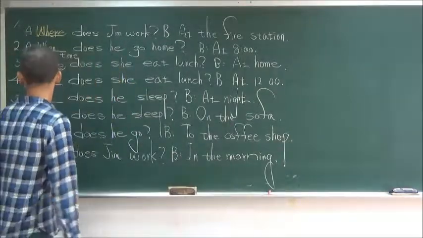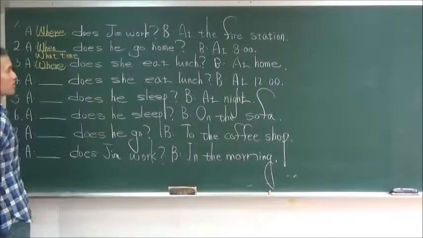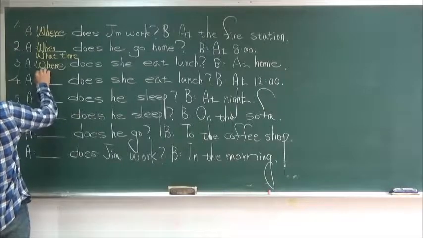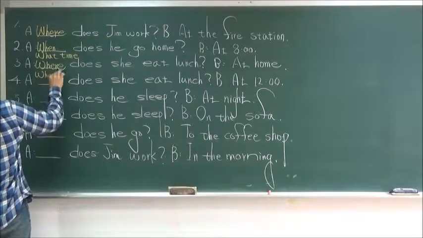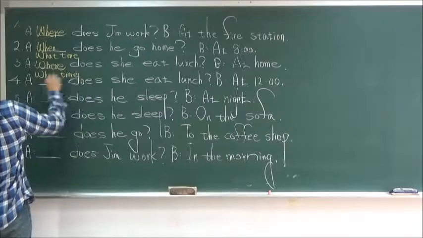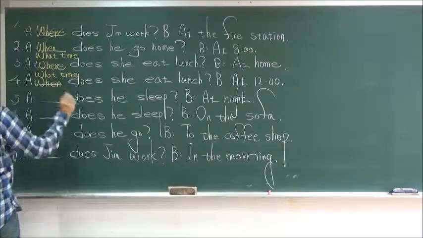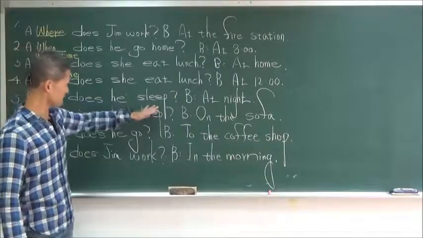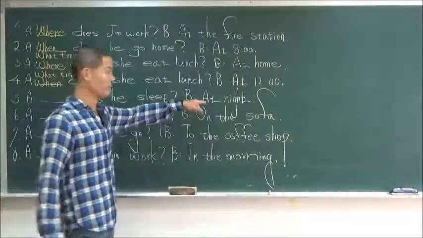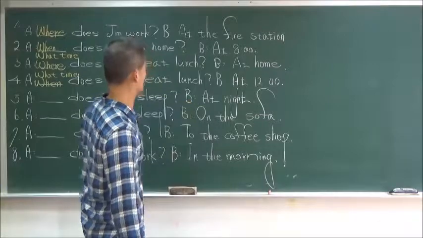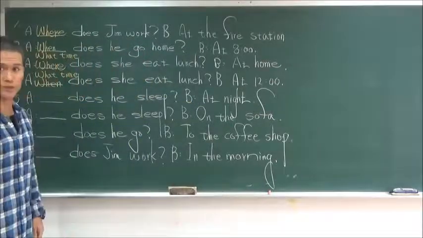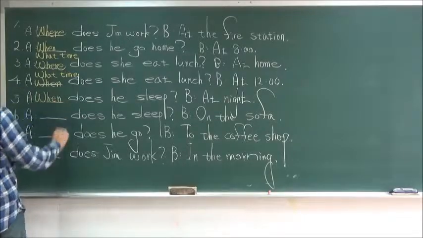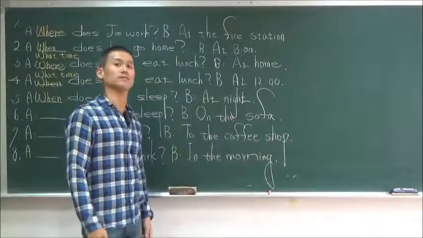At home. Number 4, at 12 o'clock. So it's about the time. We should use what time or when. Both will do. Number 5, at night. Does he sleep? At night is about time, right? But here we should use when, because the answer is at night.